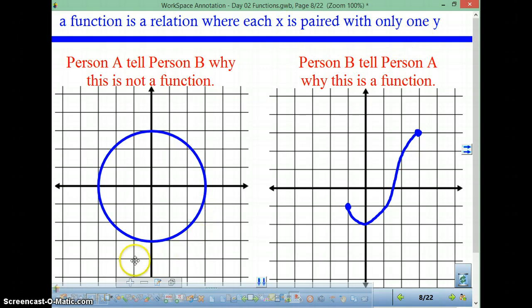Okay, take a look at this graph. Function or not a function? Not a function. Why? Well, if I go to this x, if I go to 1, then sometimes y is 2 3/4 or so, and sometimes it's negative 2 3/4. There's two y's associated with that one x. Try this one. Why is this a function? For each x, there's only one y. Yeah? For each x, there's only one y.